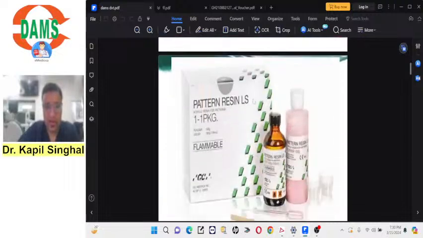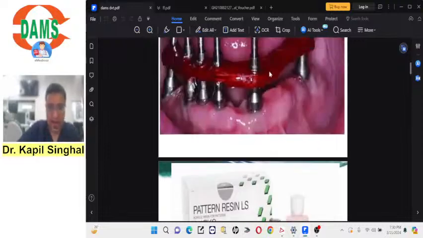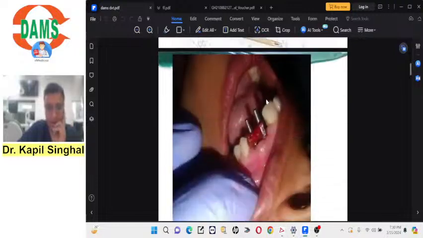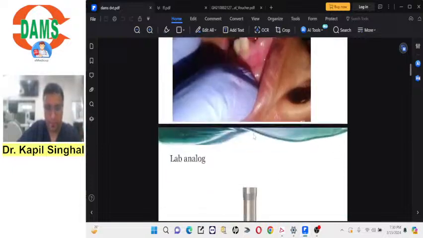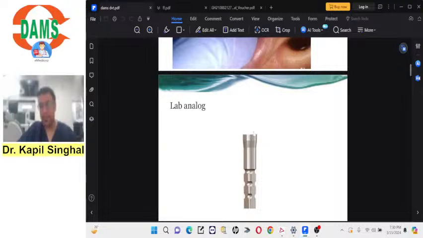This is the material that is used. It comes in powder and liquid form. So red color is pattern resin. This is how you have to splint it. Whenever there is more than one adjacent implant and you are making an impression for them, you have to join them, splint them with pattern resin.